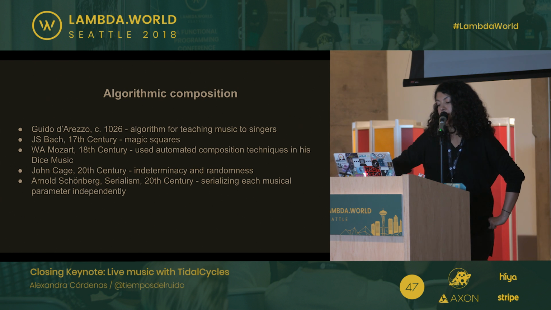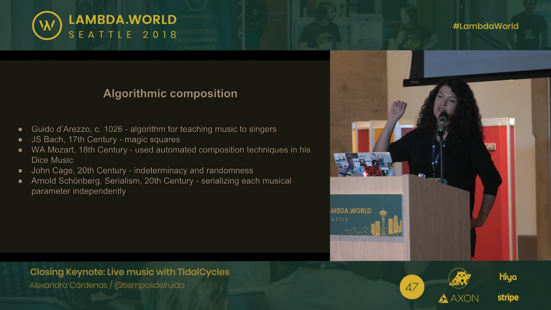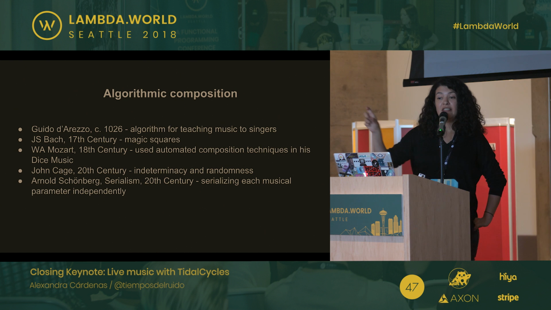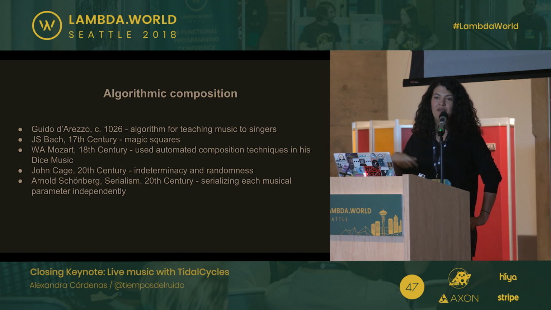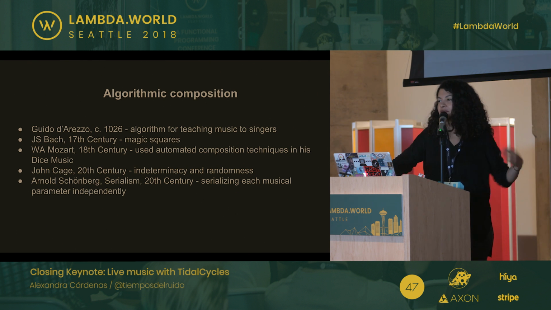Mozart, one century later, used automated composition techniques, especially in his dice music. He had a set of dice, and for each face of the dice, he had a part of a melody. So he could compose long lines just by throwing the dice. And that's something that many composers have been using forever, no?